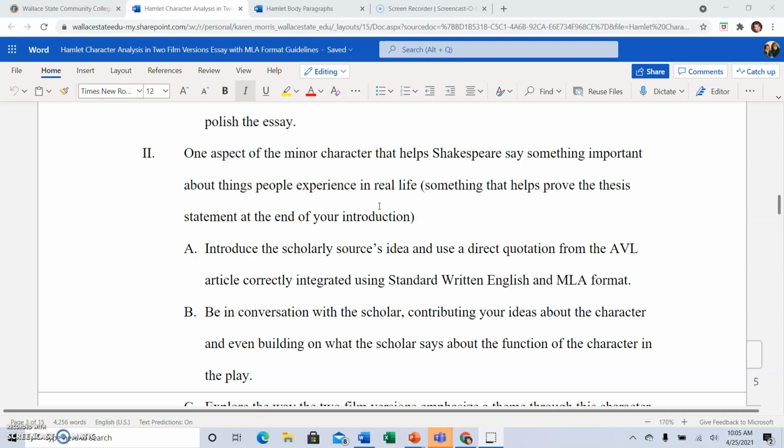So here again is the outline that I have offered you in the handouts to help you with the whole essay, and Roman numeral 2 is an example of how I would go about writing the body paragraphs. So start with one aspect that the minor character conveys, and start with letter A, the scholarly source's idea about how that character conveys a certain theme or fills a certain role. That's one way you could think of theme.